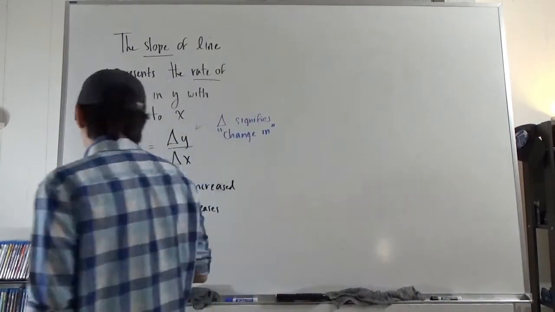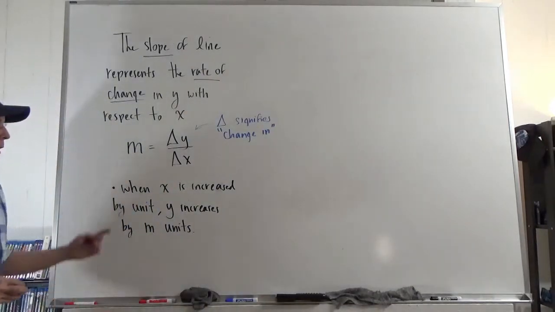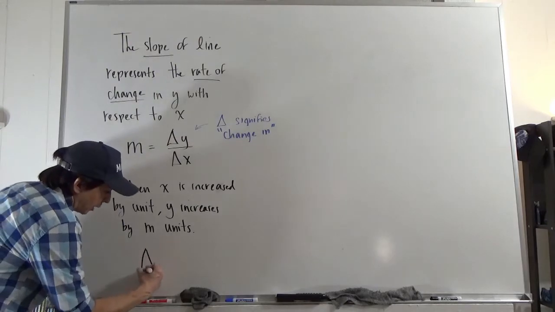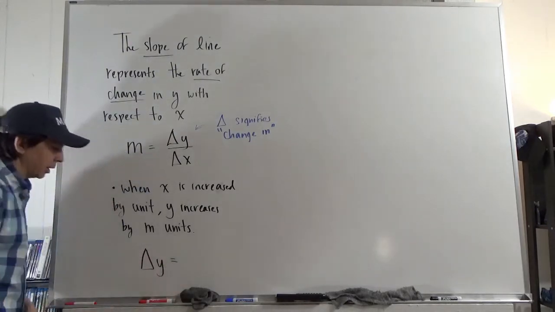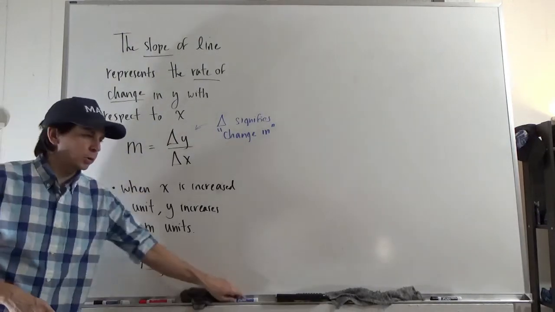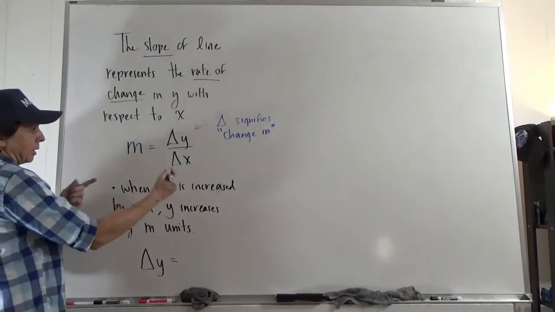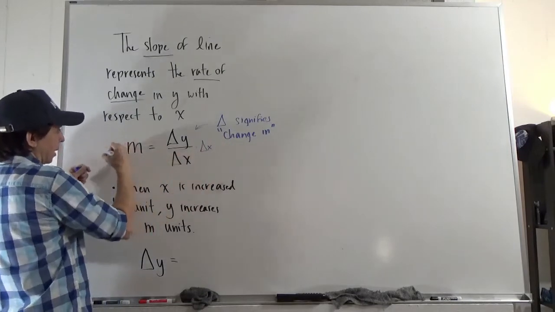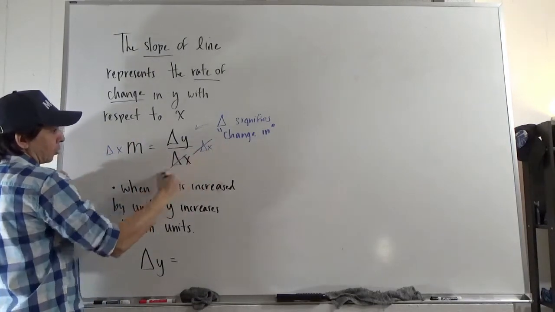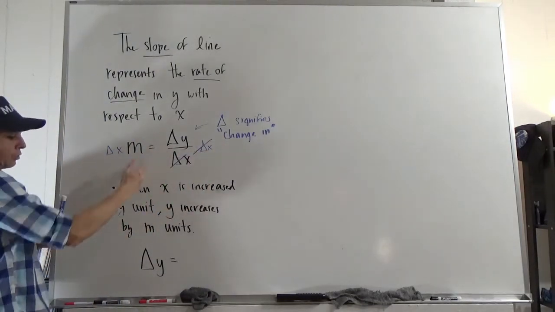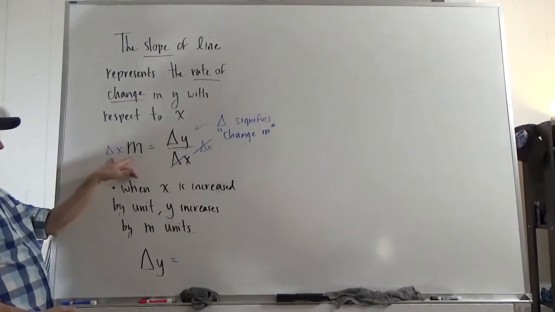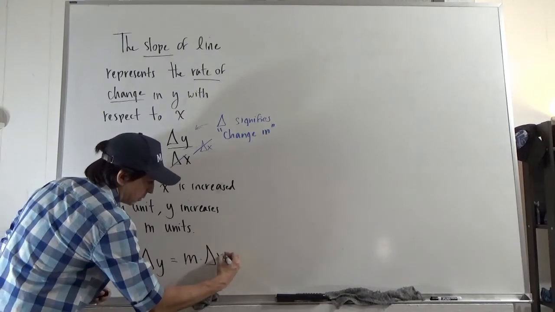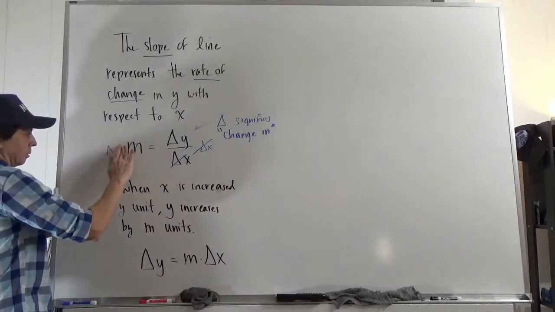Another thing I want to note that we will actually be using is that you can rearrange this to get a formula for the change in y. We don't need to really get into the algebra, but basically if I want to cancel the change in x, I would multiply both sides by change in x and it would cancel, and I'd get the change in y by itself. And it would be equal to m times the change in x.